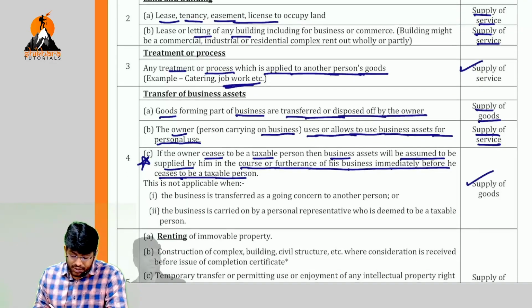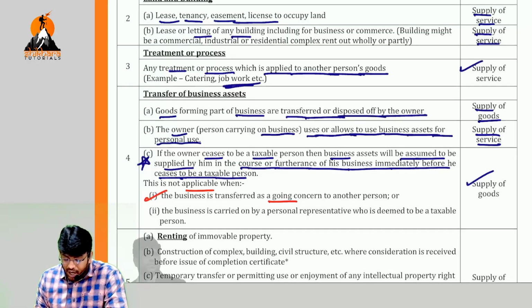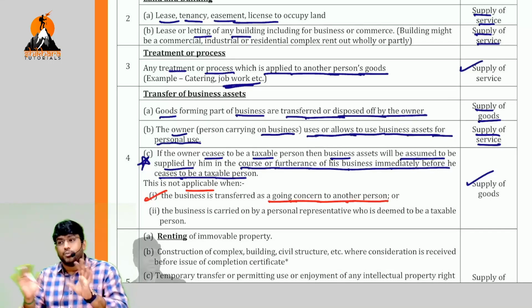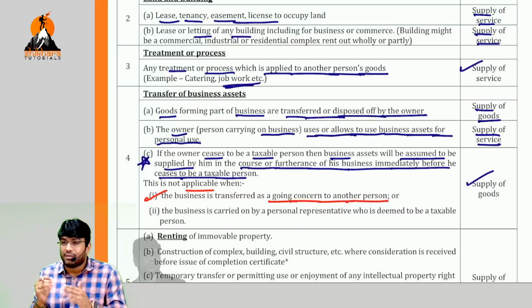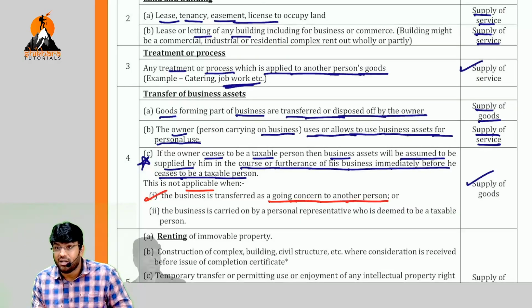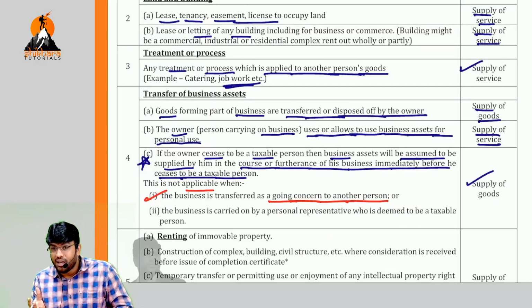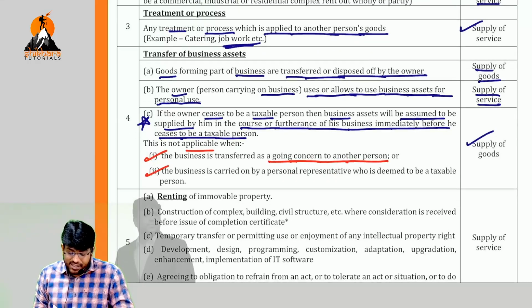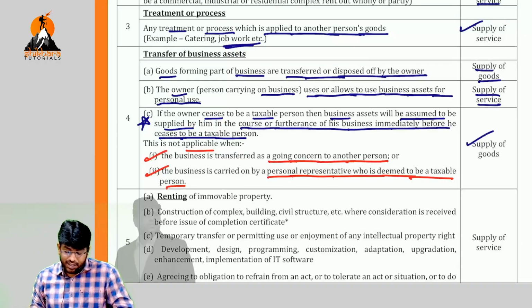Supply of goods. But see one line below. This is not applicable when business is transferred as a going concern to another person. Mr. A transferred business to B as a going concern. I don't think I have to teach you what is going concern. Fundamental accounting assumption: going concern, consistency, accrual. Next, business is carried on by personal representative who is deemed to be a taxable person.